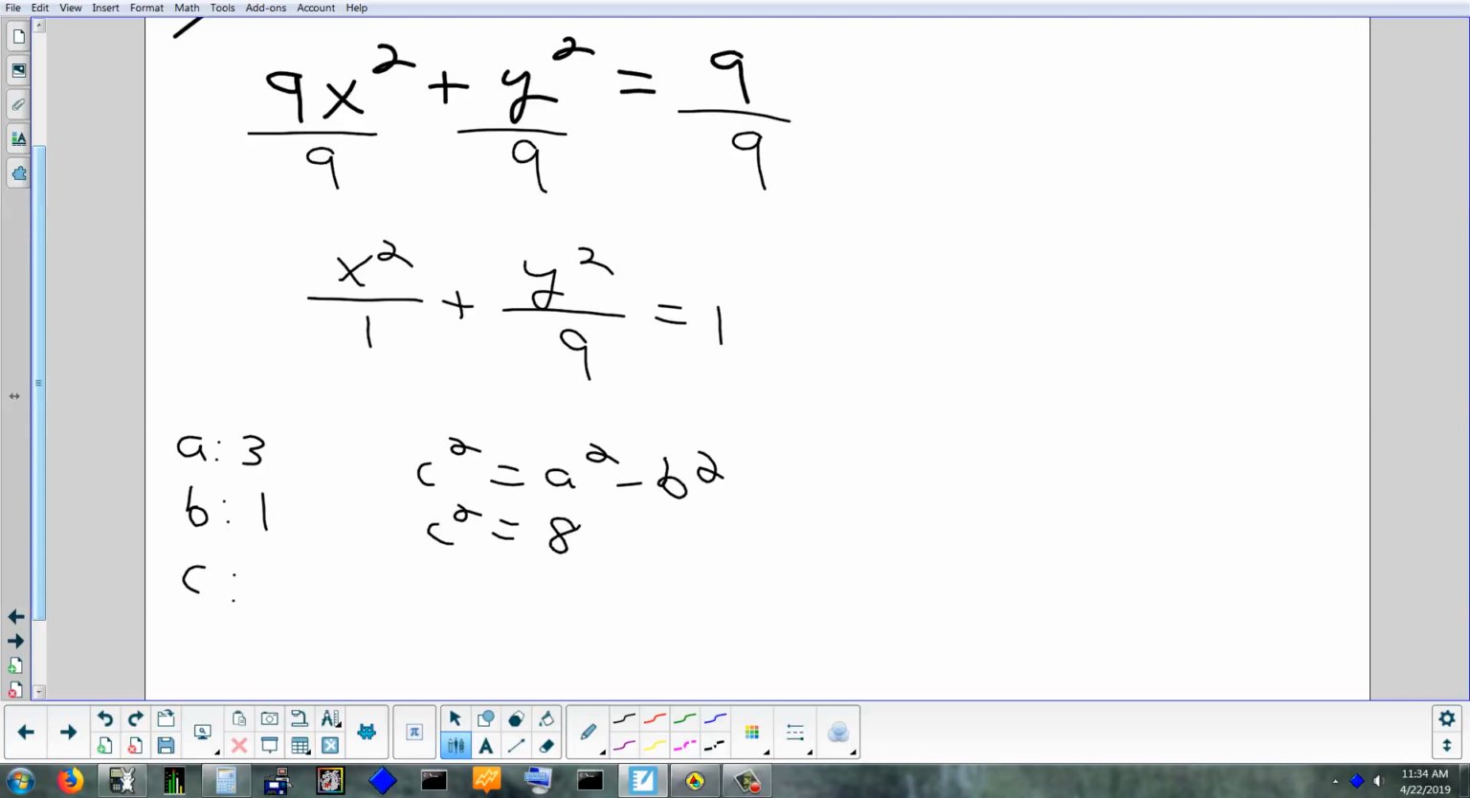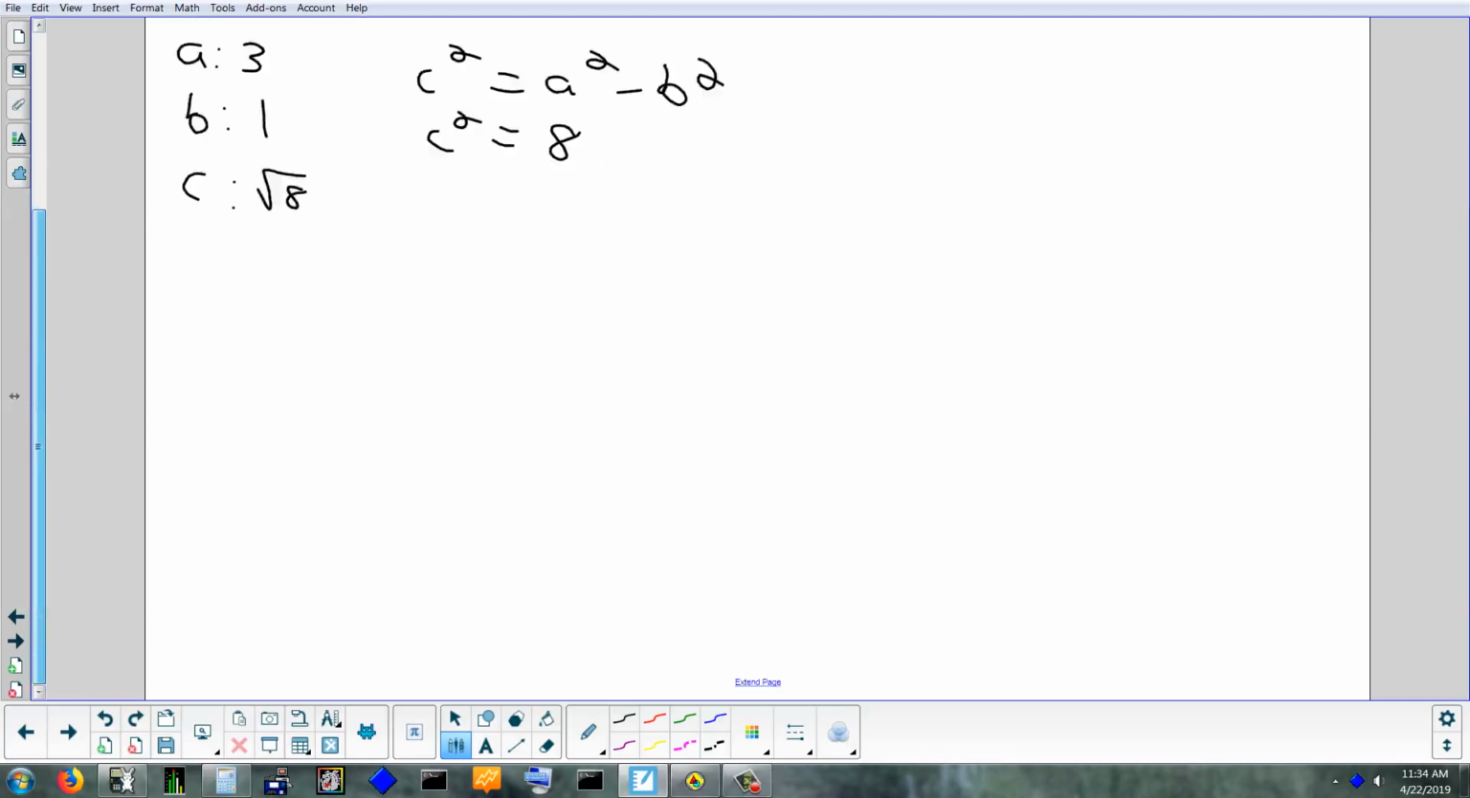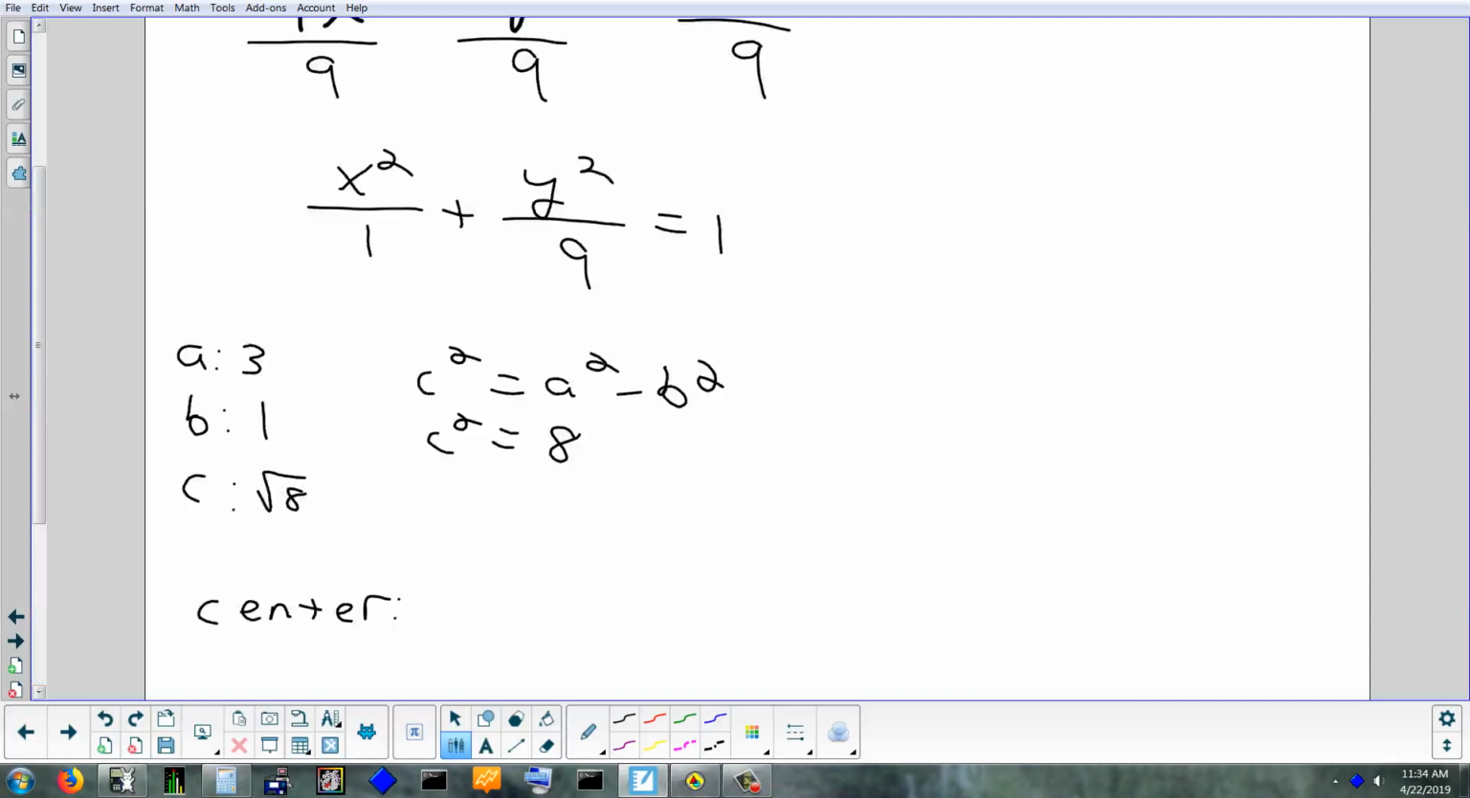So what is C? Square root of 8. Okay. Now I think we're ready to describe. What's the first thing I can describe? This one's pretty easy so far. The center. Let's do that first. So your center, where is the center? 0, 0. It's 0, 0.